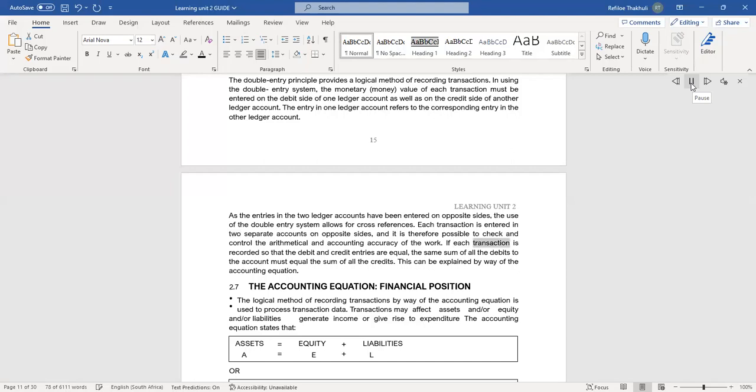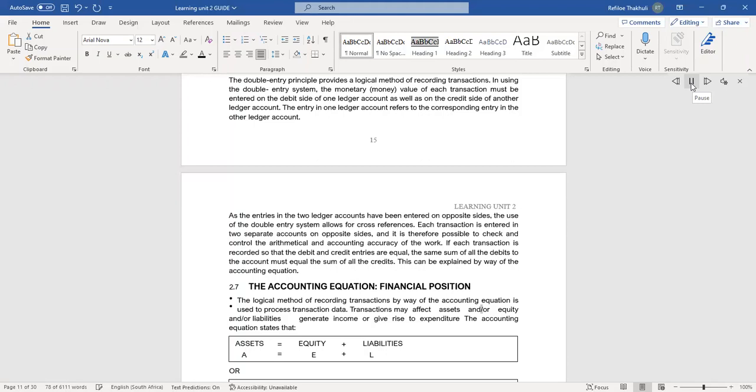If each transaction is recorded so that the debit and credit entries are equal, the sum of all the debits to the account must equal the sum of all the credits. This can be explained by way of the accounting equation. 2.7 The accounting equation, financial position. The logical method of recording transactions by way of the accounting equation is used to process transaction data.